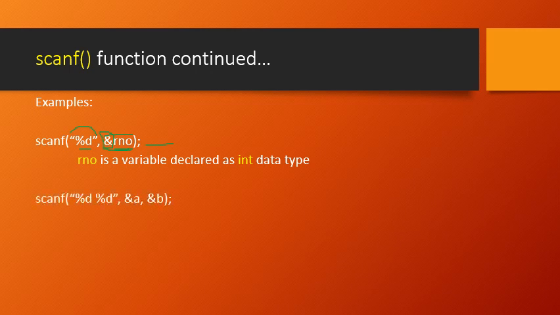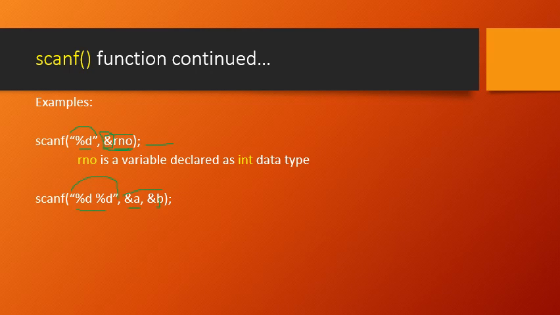Second example. Suppose we are willing to read more than one variable, say in this example, two variables. What are the variables? A and B. Now, by just looking at the format specifier here, again if you notice the scanf, there are two parts. One is within these double quotes and the other is after the comma of the double quote.